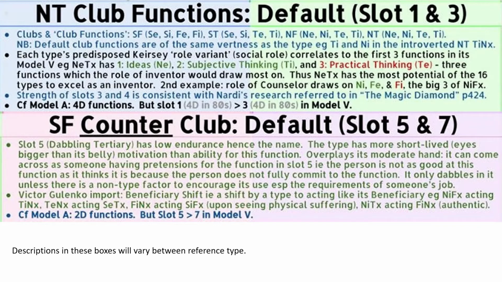Okay, club functions. So this will vary between types, but the concept is to group together functions. So in an SF, all the sensing and feeling type functions will be in one club together in one box. I like that. I've kind of explained it a bit already, but yeah, that's the word vertness. They're the same vertness as the type.